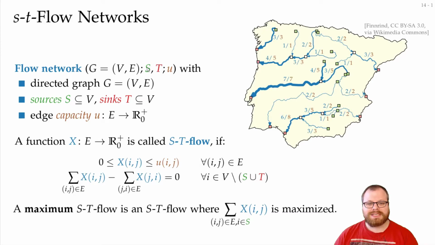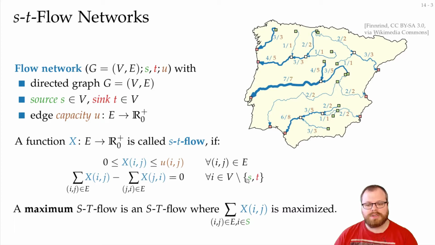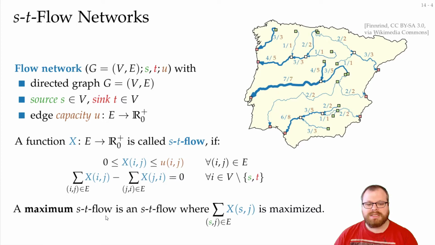So instead of a set of sources, we use a single source S, and we use a single sink T instead of a set of sinks. And then the conditions here are almost the same. We only have to change this slightly. This now covers all the vertices except S and T. And a maximum ST flow is again an ST flow where the sum of the flows is maximized, but now we only have to look at all the edges that leave our single source S.